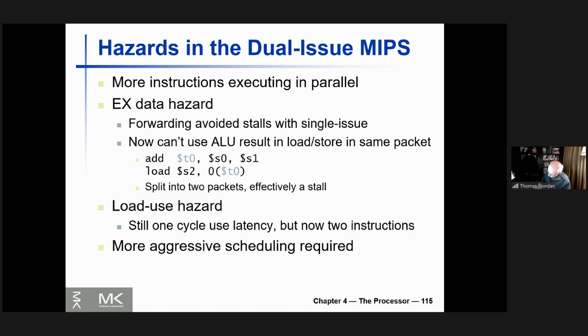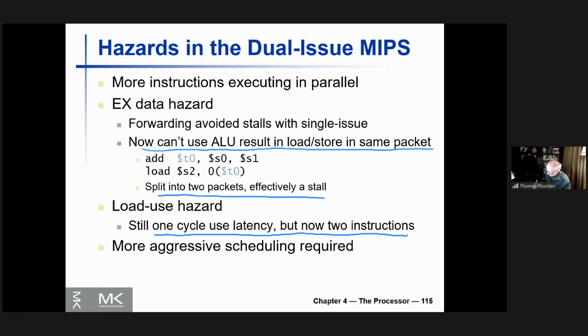Okay, so again, can't use ALU result in load store in same packet. So that's clear. So split into 2 packets, which is basically putting in a stall, but you're still going to have to deal with this latency of the load to use. So you're going to have to put in the stall cycle anyway, even after you break it into 2 packets. So you can see that this is all going to cause a lot of the performance advantage that you would hope to get from the dual issue to go away.